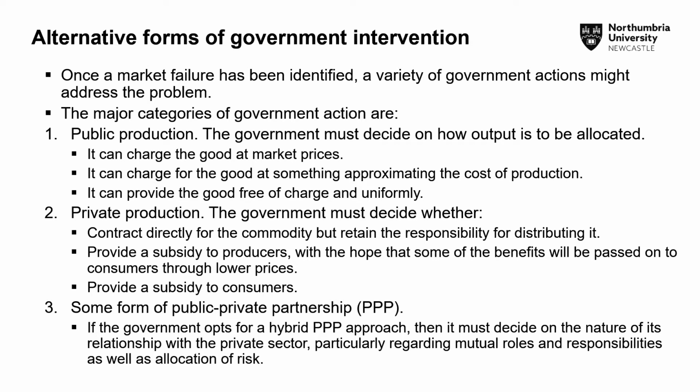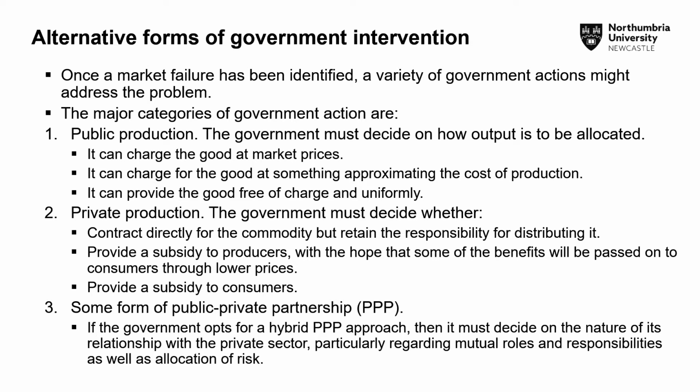It can obviously also produce any other service or good that is not being produced because of a market failure. It can also decide to charge for these goods at market prices, and can also charge for these goods at something that approximates the cost of production. That was the example that I used with regard to a telecoms monopoly. Ideally, what should happen is regulation should ensure that we are at the zero profit point.